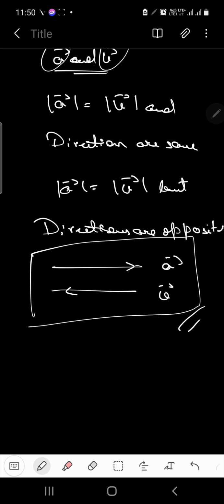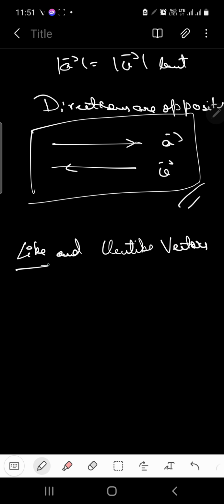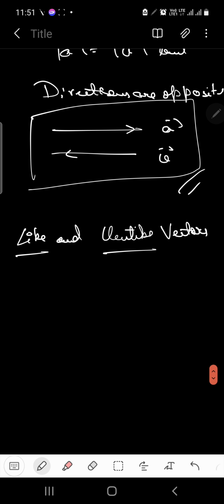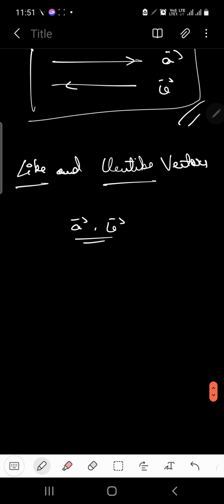Next we have like and unlike vectors. Clear? So what are like and unlike vectors? Basically, if two vectors a and b have the same direction, then they are said to be like vectors.